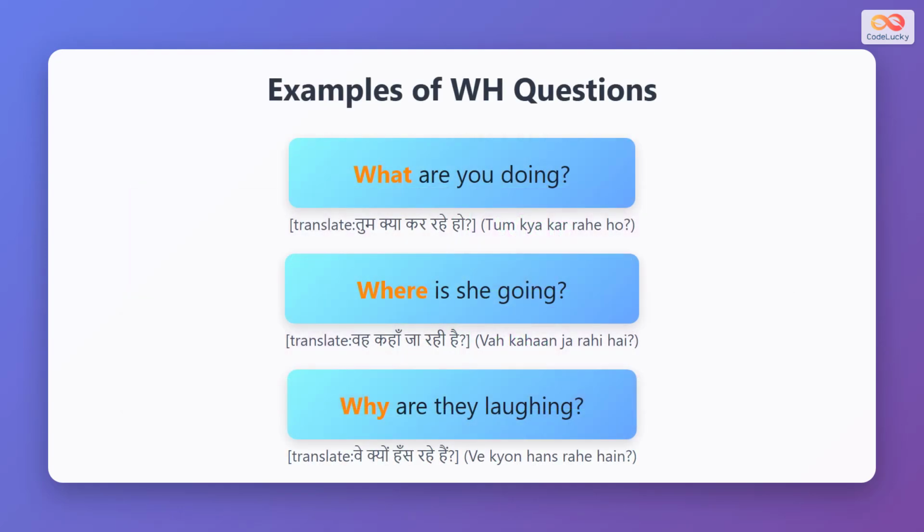Here are a few examples. What are you doing? This means you want to know the action happening right now. Where is she going? We ask this to know her destination. Why are they laughing? This is used to ask for a reason. You can notice that these questions use both a WH word and the present continuous form of the verb.